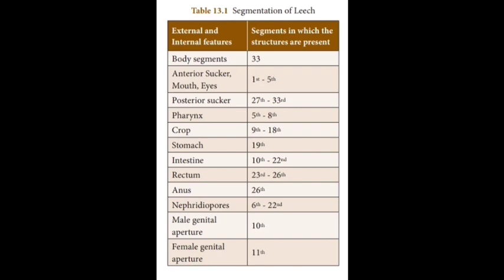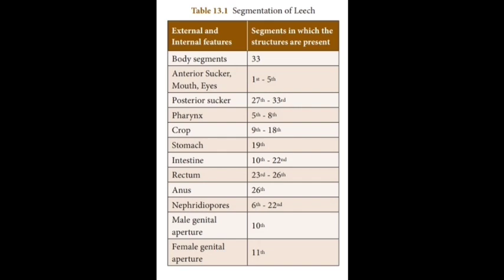Look into table 13.1, segmentation of leech. How many segments are found in leech? Total 33. The anterior sucker, mouth and eyes are present between the first and fifth segment. The posterior sucker is present between the 27th and 33rd segment. The pharynx is present between the 5th and 8th segment. The crop is present between the 9th and 18th segment. The stomach is present on the 19th segment.